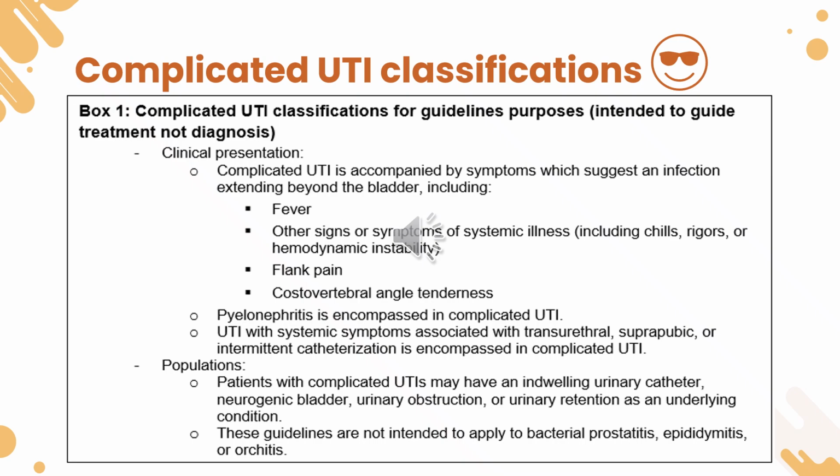What actually makes UTI complicated? The new classification depends on two clinical questions. One, does the patient have systemic symptoms, especially fever, rigor, flank pain? Two, is there a catheter in place? Transurethral, suprapubic, or intermittent catheterization make UTI complicated.